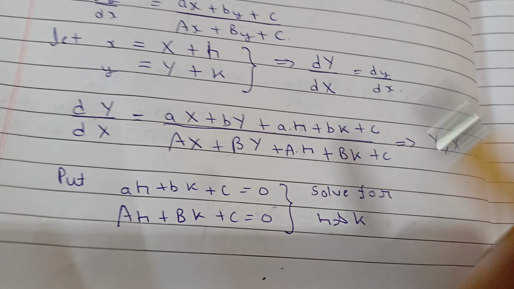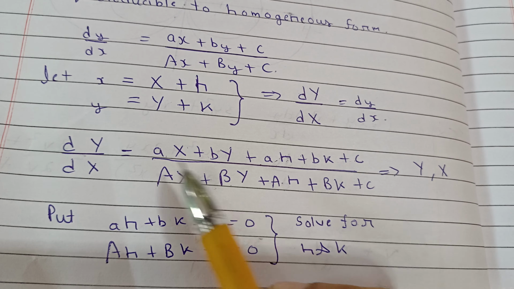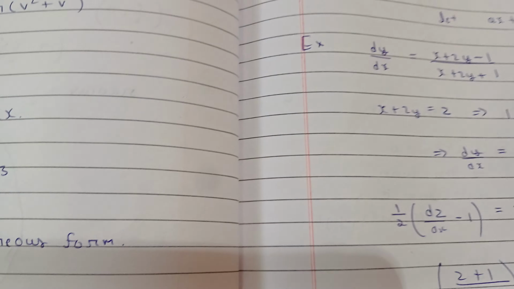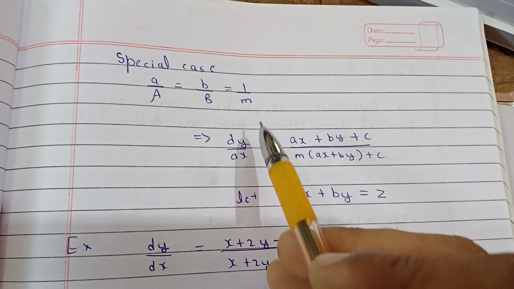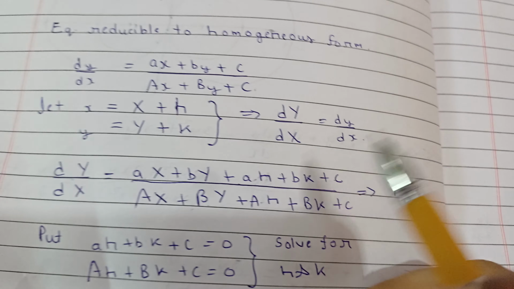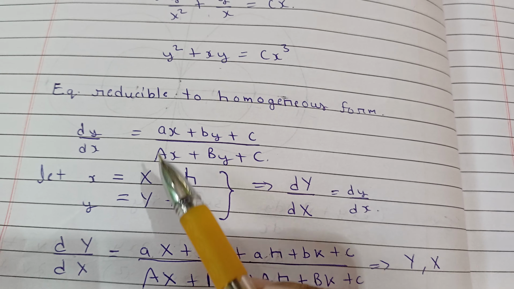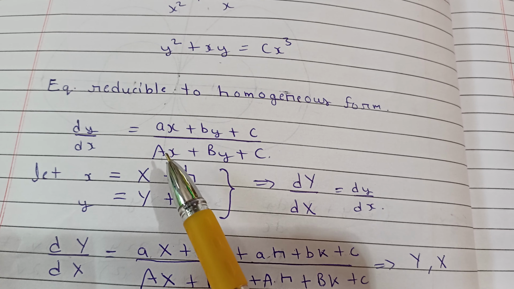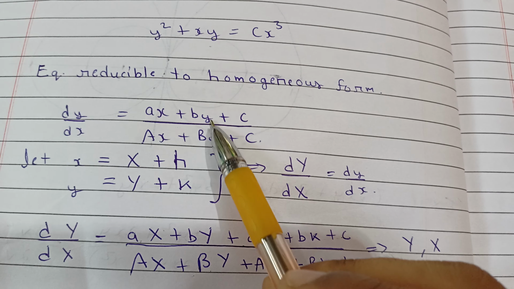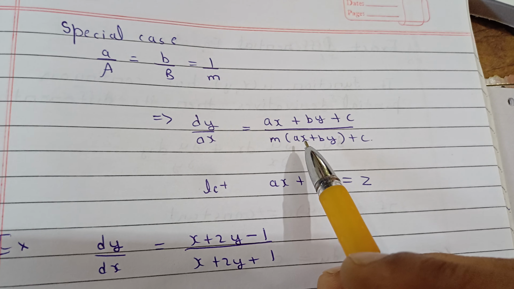So there is a special case: if this a upon A equal to b upon B is constant, means this ratio is the same, then how can you solve? If this ratio is the same, let's say 1 upon m, then dy by dx will be, means this ratio is the same, here a upon A equal to b upon B, then you can take something constant here and you will get this again upper side form, means like this. This equation can be resolved like this because of the same ratio.